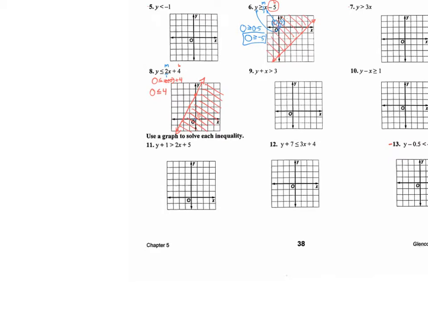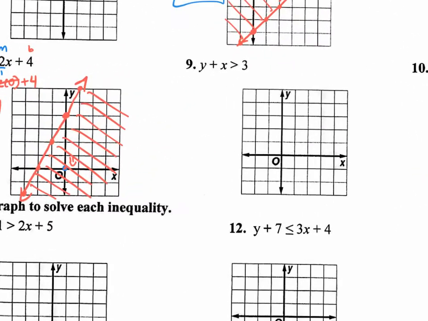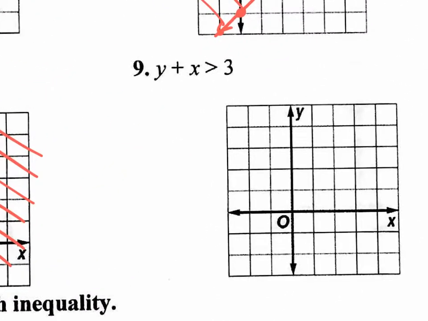Number 11 or 12, or both, or 9, or 10. What do you guys say? 9? You want to get y by itself? Subtract x. Rewrite. Y is greater than, it didn't flip because we didn't multiply or divide by negative. And rewrite it with your x term first. That's a negative x with a positive 3.